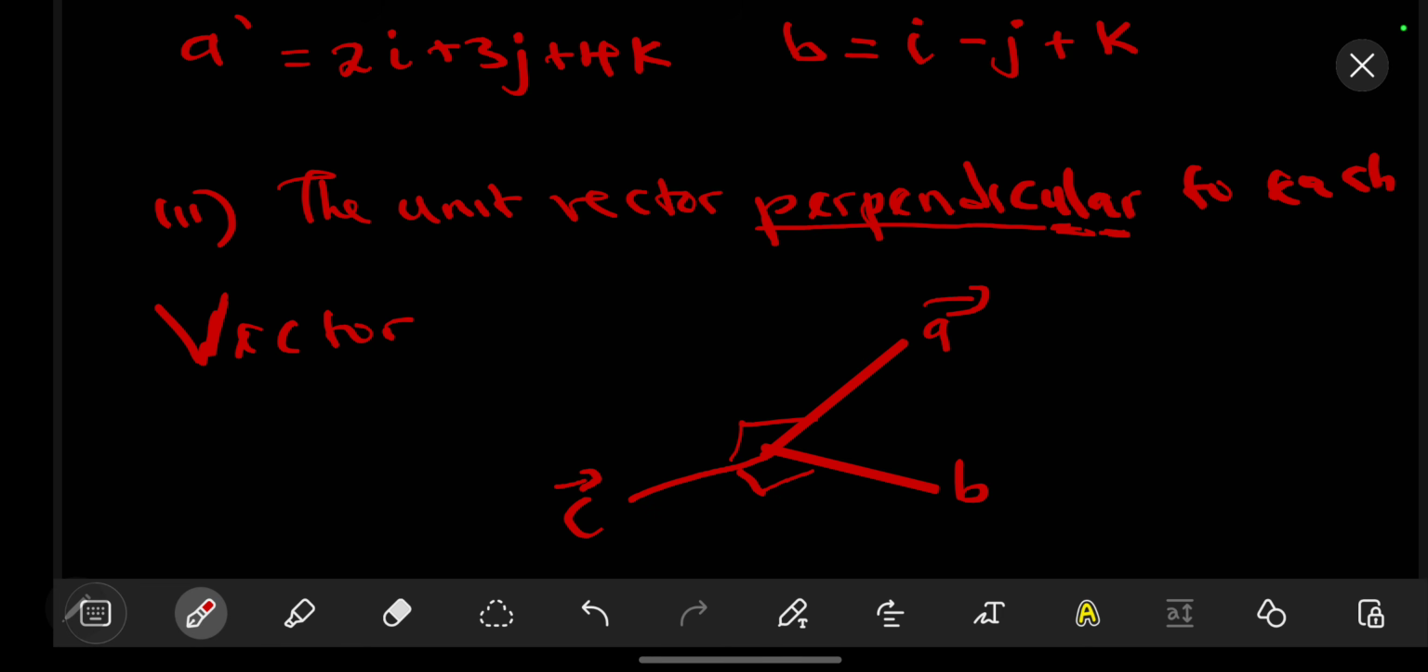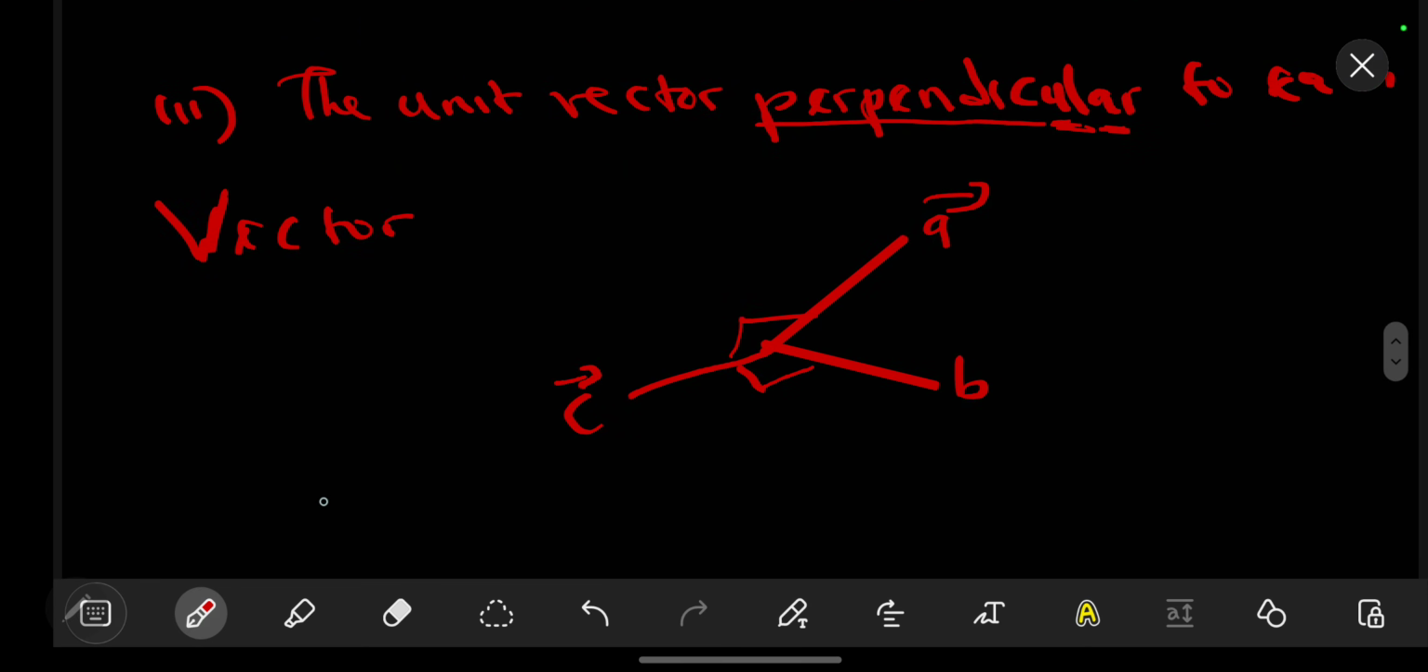Now we know that the unit vector is a vector of unit 1. So this C, in the actual sense, is your A cross B. This is the vector that is perpendicular to both A and B. So if that's the case, for the unit vector, you can watch a video on unit vectors. A unit vector is a vector of unit 1, or of magnitude 1.